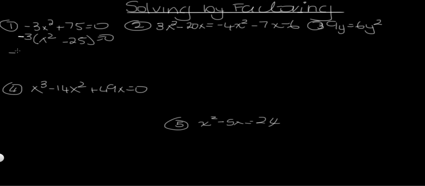So we have -3. This is a difference of two squares. You just get the square root, and one will be plus and one will be minus. So square root of x squared is x, square root of 25 is 5. So x minus 5 and x plus 5 equals 0. Now I need to split up this term. So before I do that, I can divide by this -3 because it does not have a variable. So I'll still get 0.